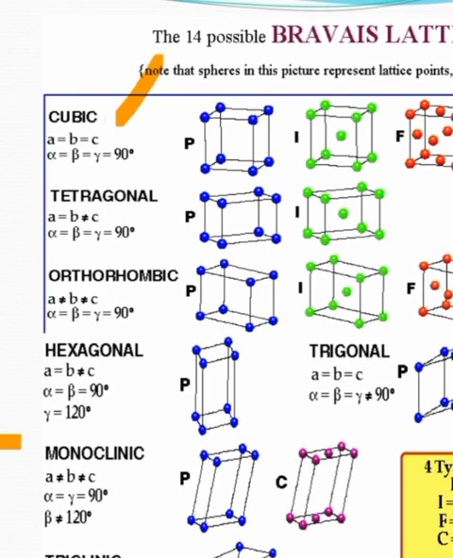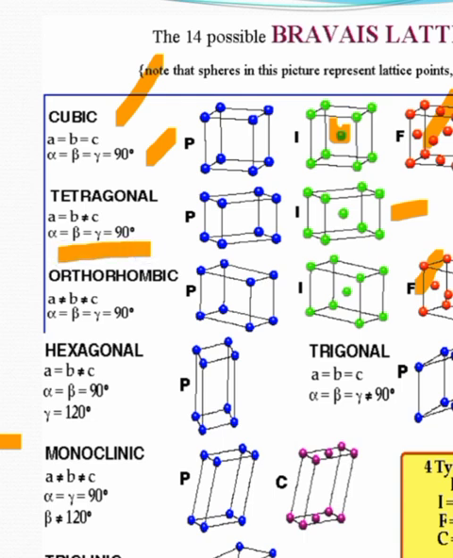First one is the cubic structure. In such a cube, all the sides are of equal length, a equal to b equal to c, and the angles between them equal 90 degrees. The second one is the same cubic structure with face centers, or a body-centered atom in the central portion of the body. So this one is a face-centered structure.